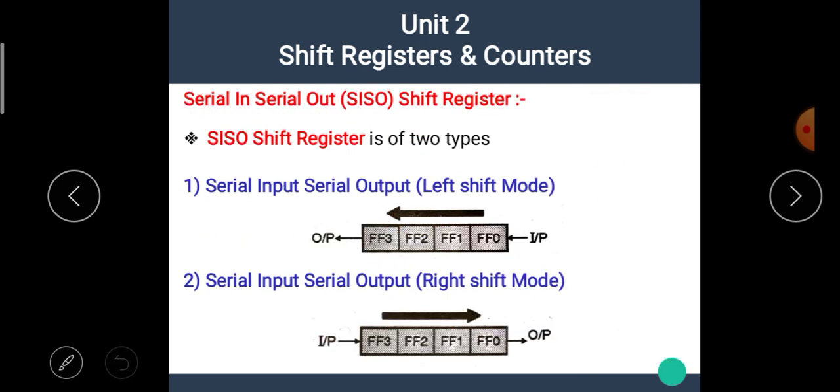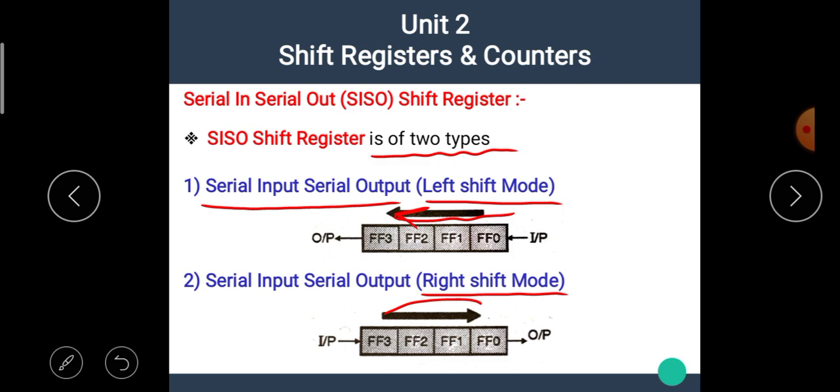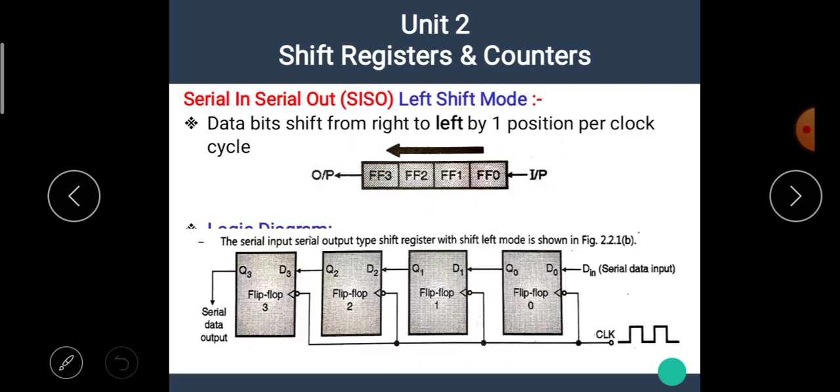The SISO shift register is of two types. The first one is serial input, serial output, left shift mode. The second one is serial input, serial output, right shift mode. Let's see the first type: serial input, serial output, left shift mode.